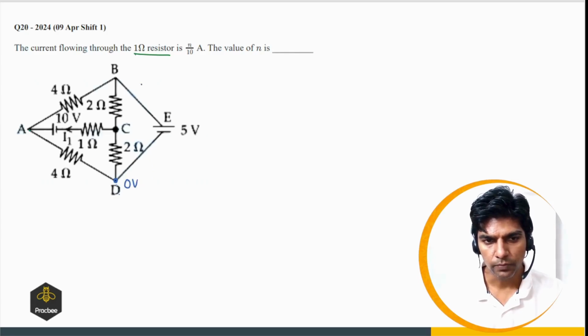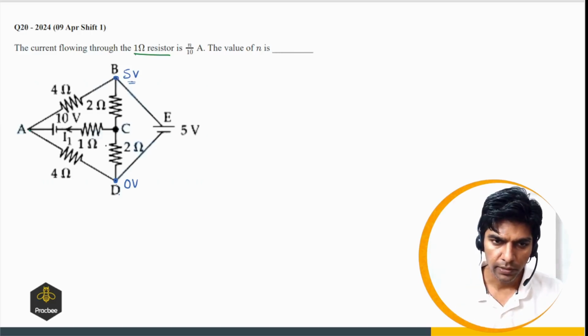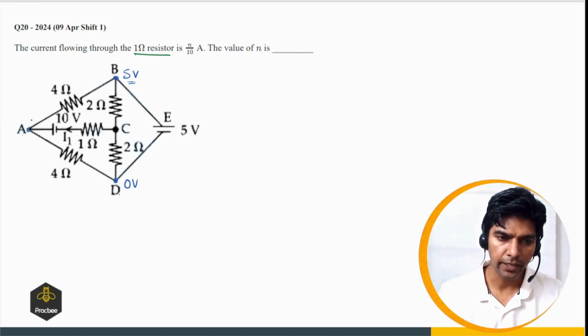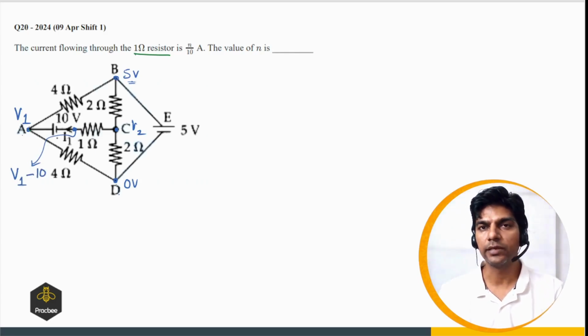So if it is 0, then the voltage at B will be what? It will be 5 volts, because between B and D there is a battery of 5 volts connected. So this will be 5. So if this is 5 volt, let us take potential at A as V1 and potential at C as V2. And the potential at this particular point will be what? It will be V1 minus 10. Is it clear? Because it's a 10 volt battery.